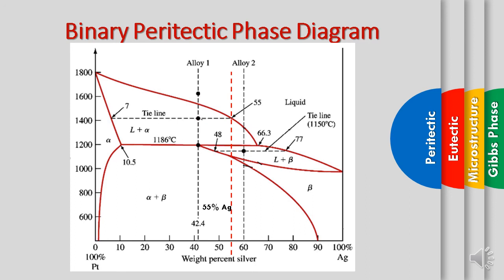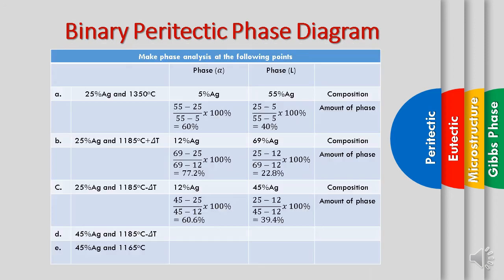Also, we can get the amount and composition at this line, 55% Ag, and we can also try to look at 60 Ag, what will happen. Basically for determining the amount of phase and composition, we will use the lever rule, and you can see what will happen on the other lines. So maybe you can try to identify the values by yourself.